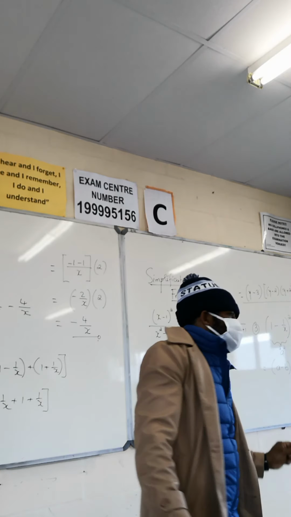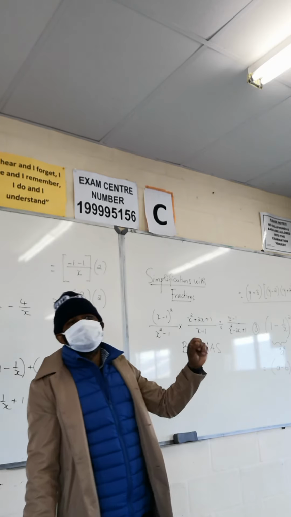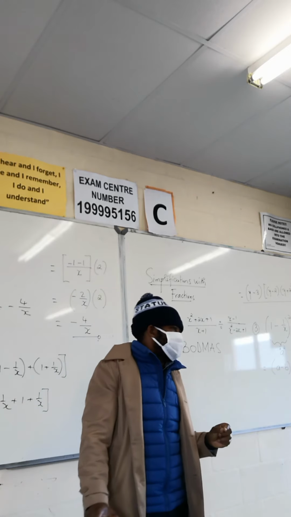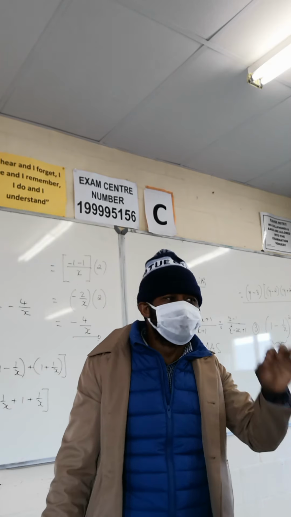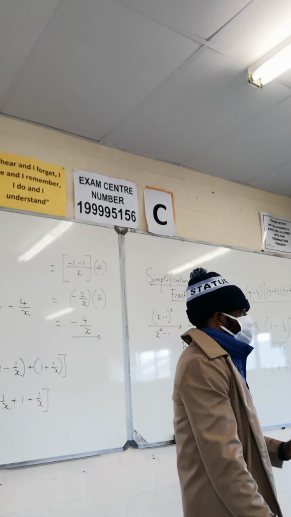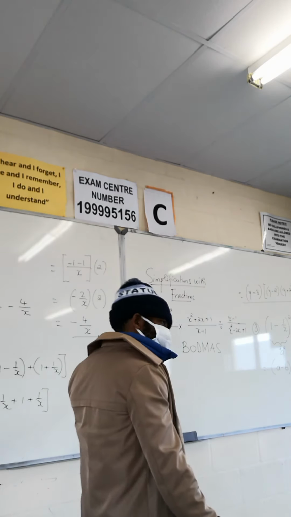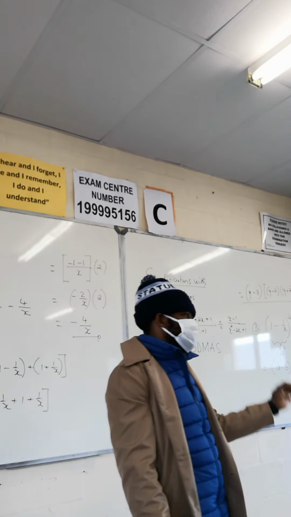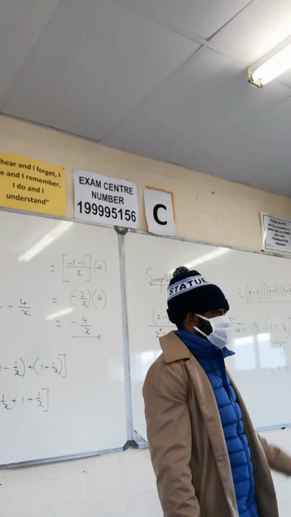That's why in South Africa there are a lot of accidents. Why? Because people don't pay attention to rules. They want to drive, but they don't understand the rules of driving. You want to do mathematics, but you don't understand the rules of mathematics. You cannot get it right.